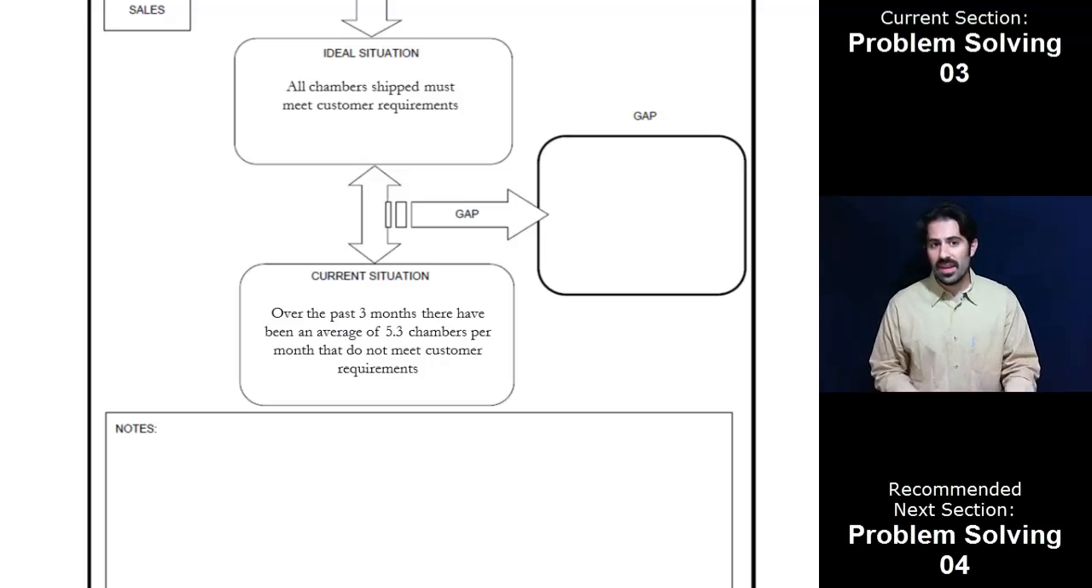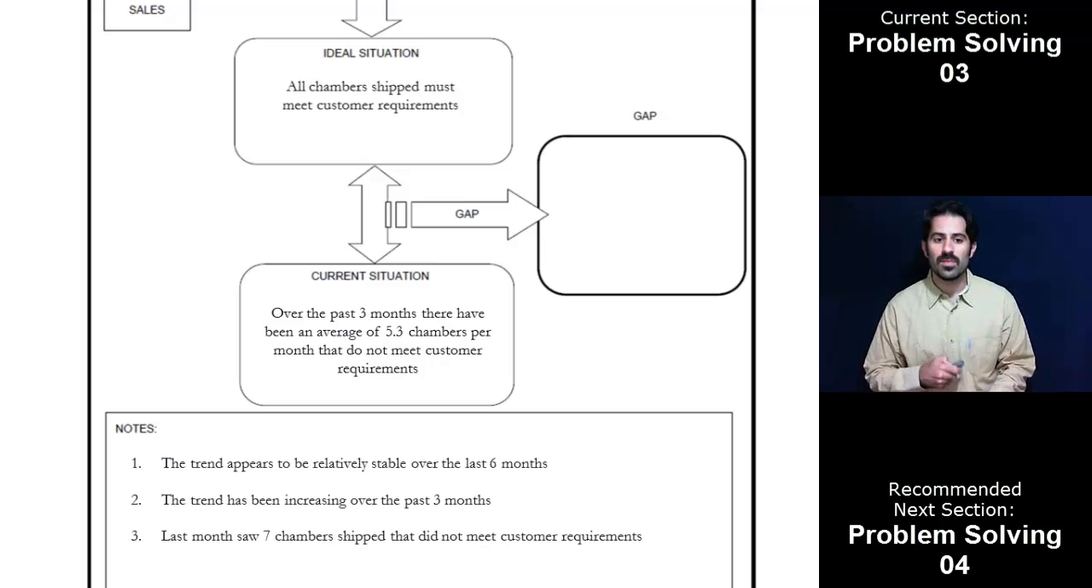So when you have that, just like that description we gave before for why we think it was a quality problem, we can use the notes sections to add in a little bit more information. So here we can see that the trend was relatively stable over the last 6 months. So that's why we focused on the last 3, because the previous 6 were stable, and in the last 3 we actually saw some escalation. And then just in the very last month, there were 7 chambers. So it looked like the problem had been getting worse recently.